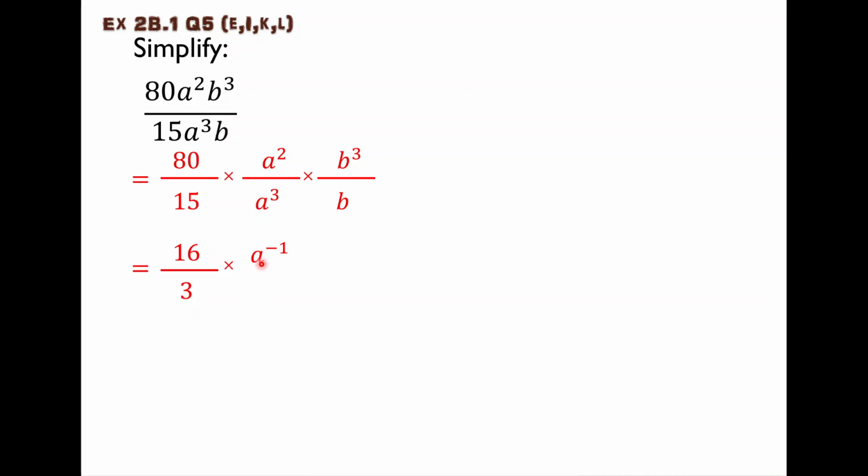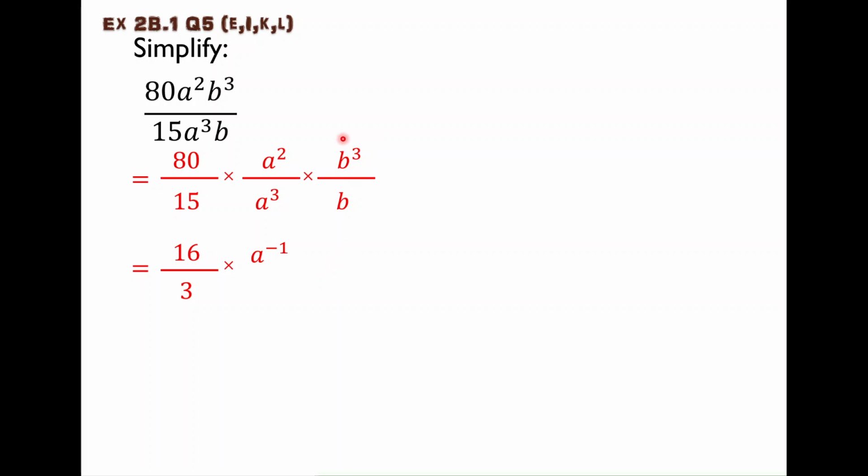Now this one, I've got A squared on the top and A cubed on the bottom. So we could write this as A to the negative 1. Why? Because for a fraction with two exponents and the same base, you need to subtract the exponents. 2 take 3 is negative 1. So it's A to the power of negative 1.